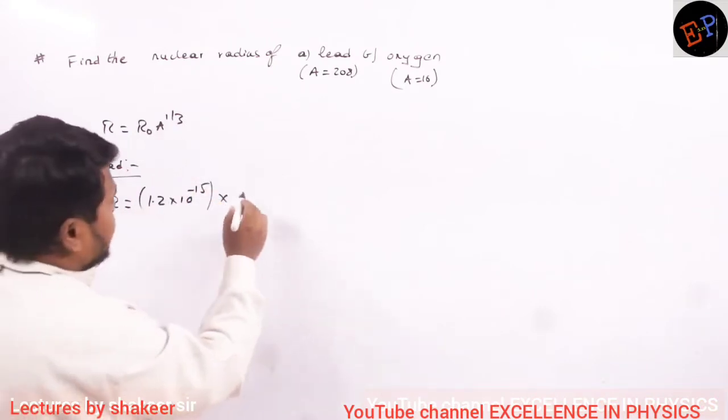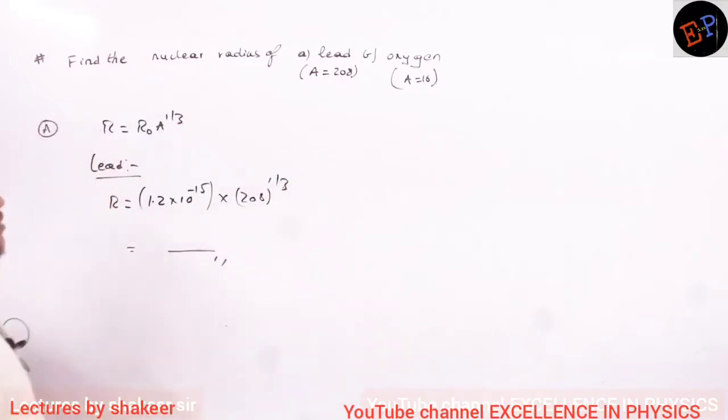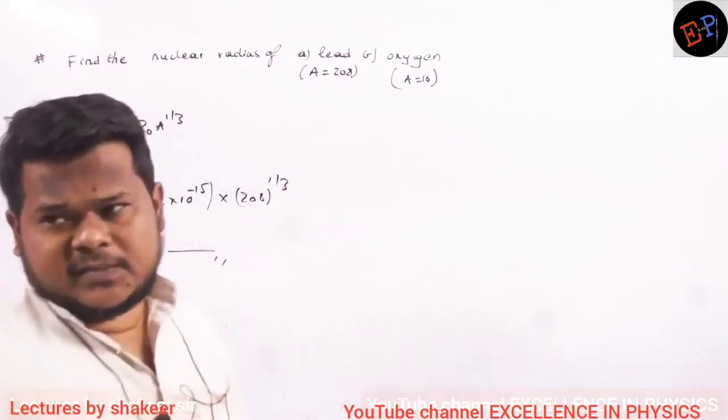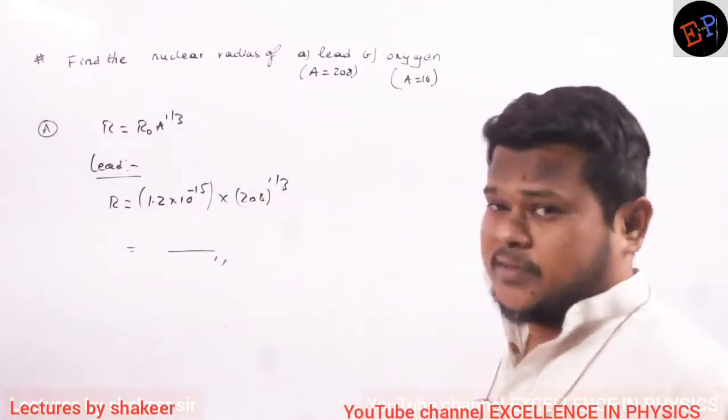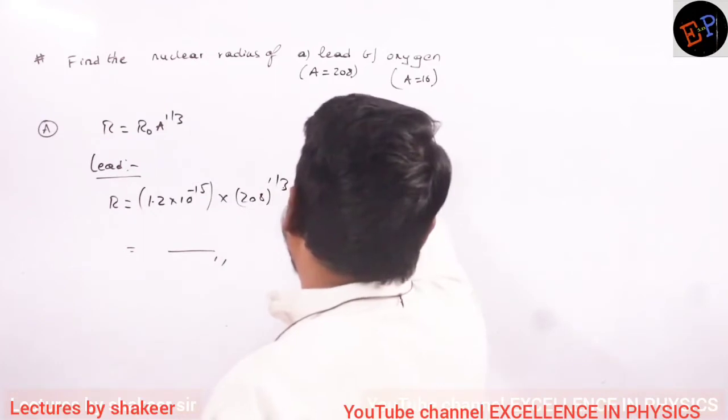What is the mass number of lead? 208 power 1 by 3. So just do this calculation. That will be the radius of lead nucleus. Are you able to understand? Similarly, for oxygen also you can calculate.